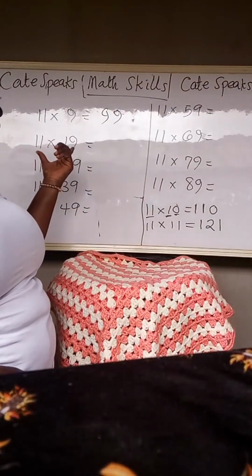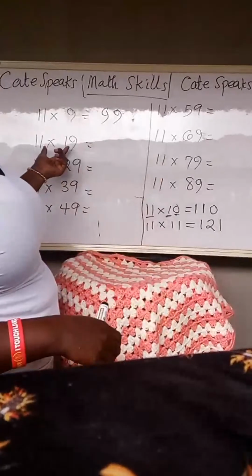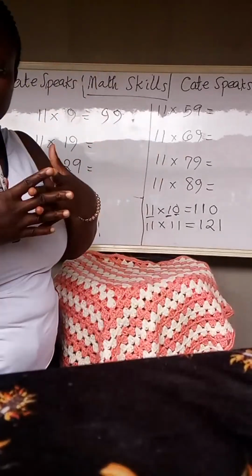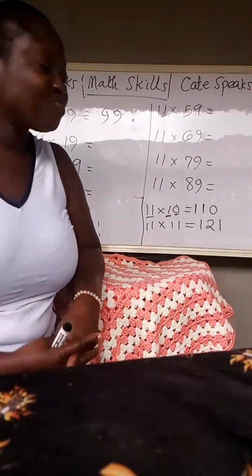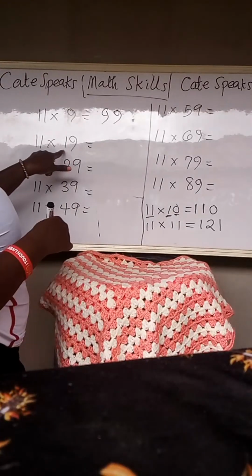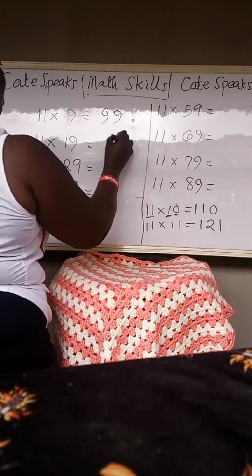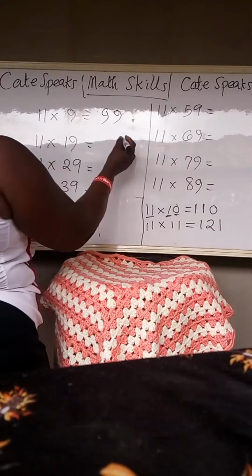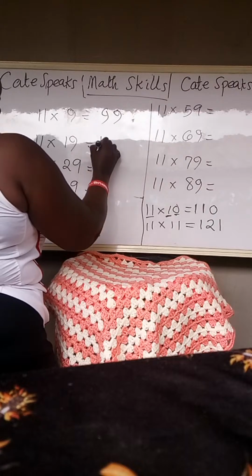So you get to this point. What about 19? There are going to be two numbers again. What are you going to do? So this is where we come in. So 11 times 19, the same way we did, but this time we are going to write 1 and 9.